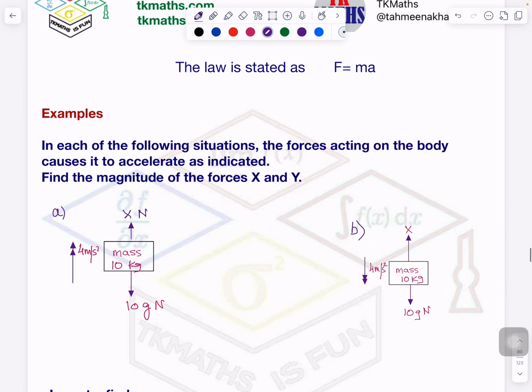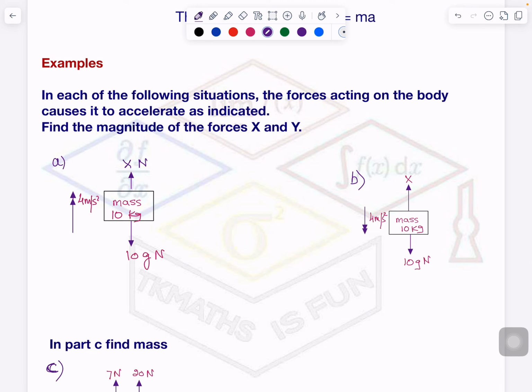Now let's solve this question very quickly. If you want to put the video on pause, you can. Otherwise, I'm solving here with you fast. When the double arrow is here, that shows you the direction of the acceleration, right? In that case, how will you apply Newton's second law? This is Newton's second law, F equals ma. Because it is the resultant force and the body is moving up, X is more than 10g. So I will write X minus 10g, and g is again 10. Mass is 10 kg, it is given to you here, right? And acceleration is 4.